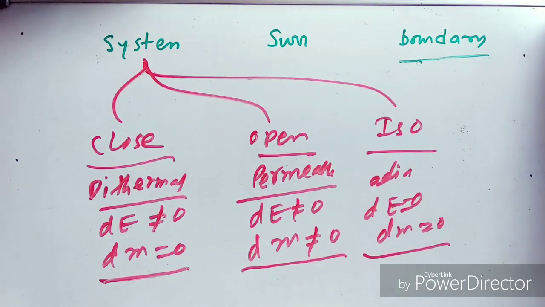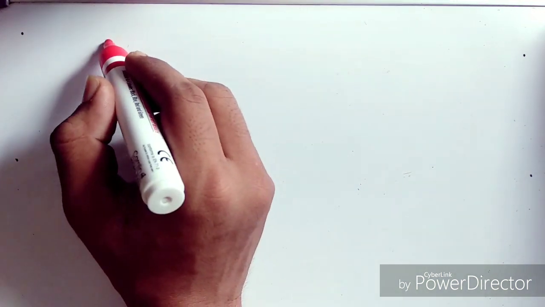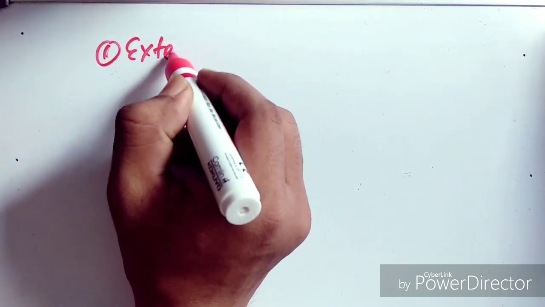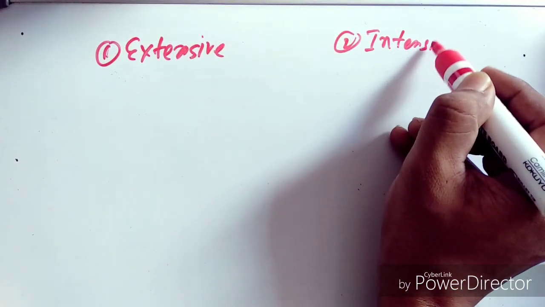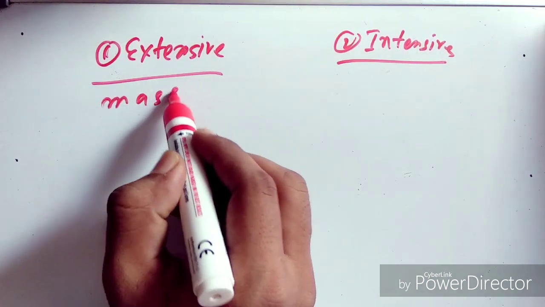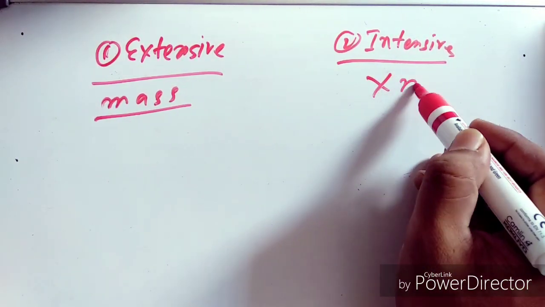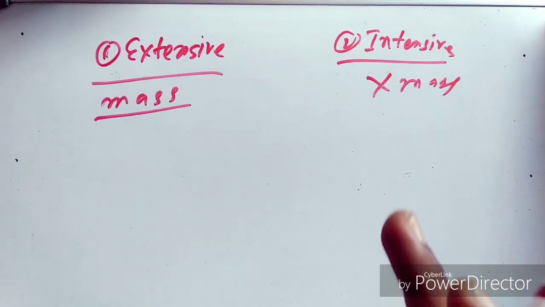Now let's talk about some properties of the system. We have to understand the whole system, surrounding and boundary, and the properties of the system, and then we can apply these properties to study thermodynamics. The first property is extensive property, and the second is intensive property. Remember, these two are very important. An extensive property is one that is mass dependent, and an intensive property is not mass dependent.